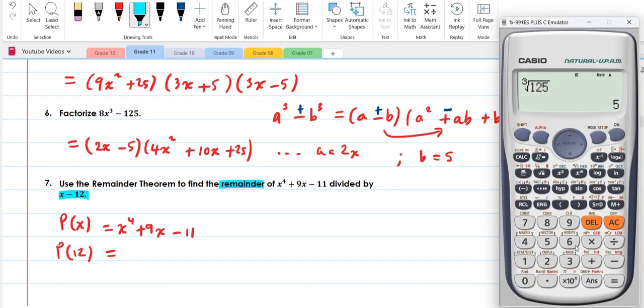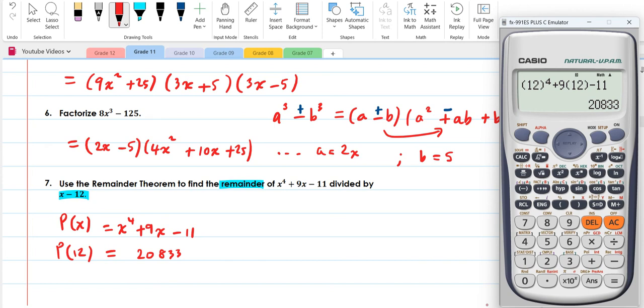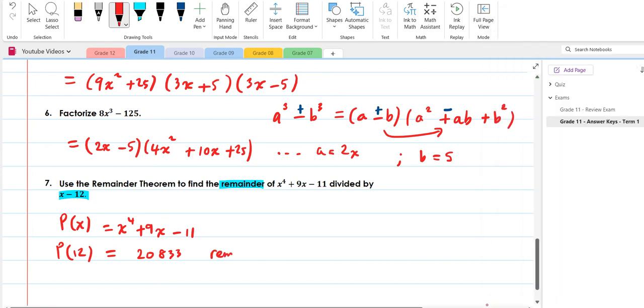So what we can say is 12 to the power 4 plus 9 times 12 minus 11, and we have an answer of 20,833, which is the remainder. Now, is there another way to do it? Yes, you can use synthetic division to solve this problem.